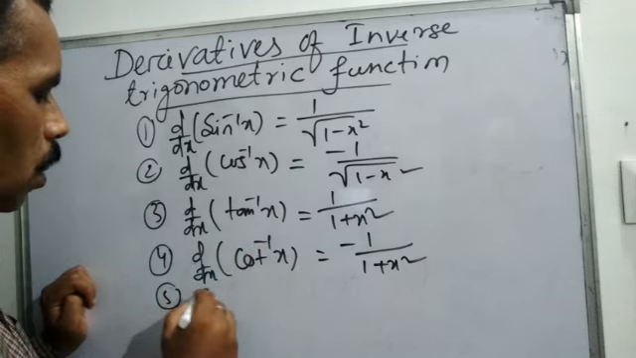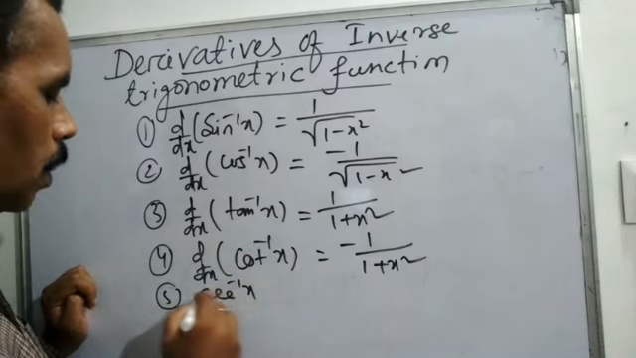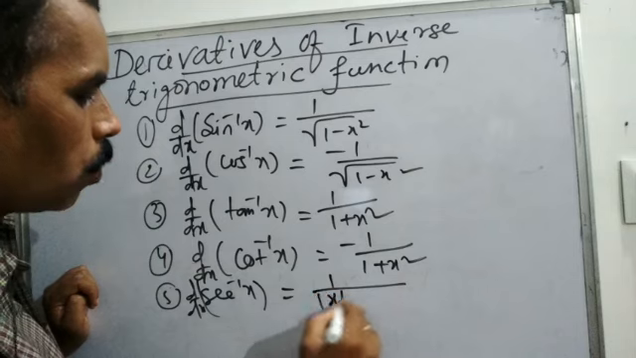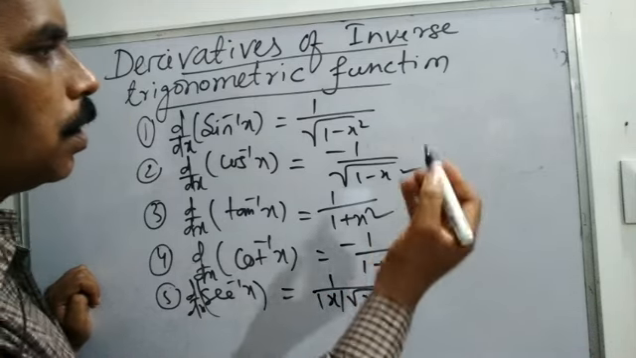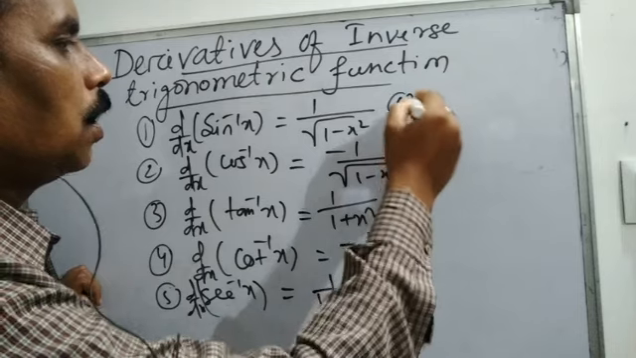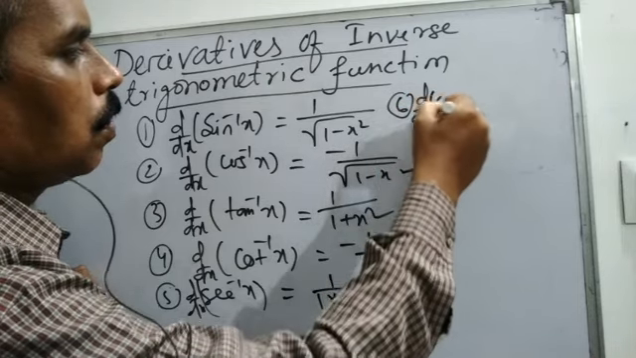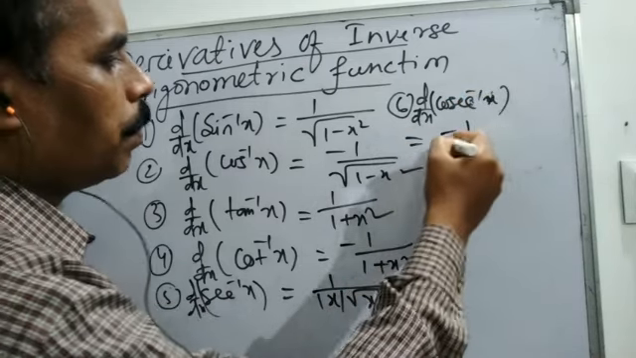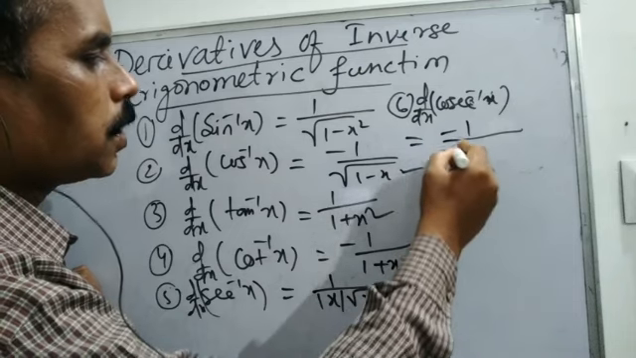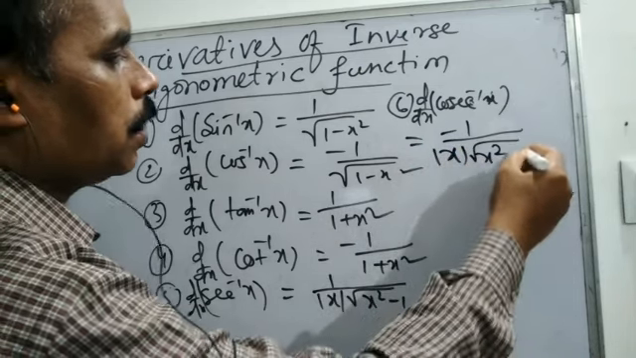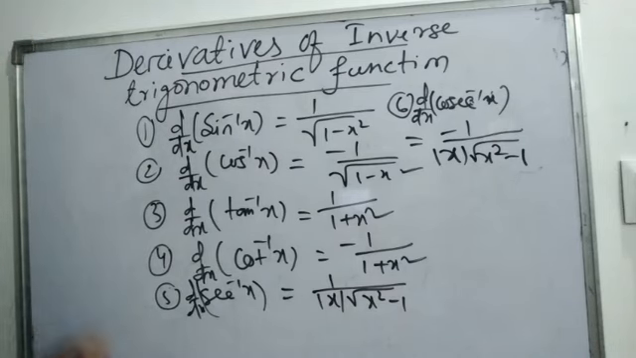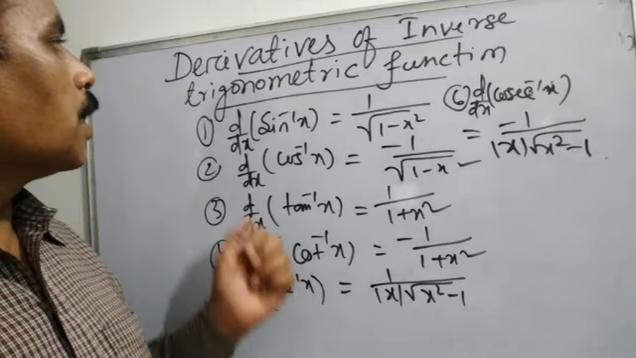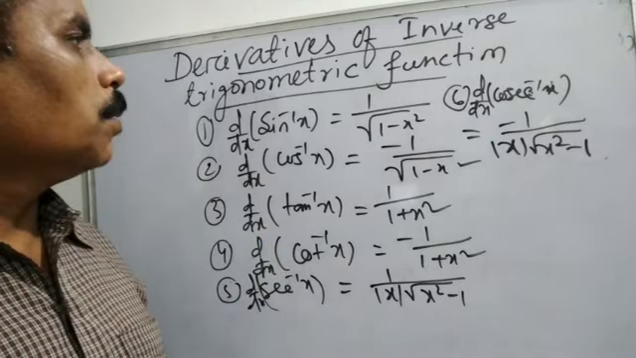Similarly, the derivative of sec inverse x will be 1 by x mod root over x square minus 1. Again, the derivative of cosec inverse x is similar to sec inverse, only the minus symbol differs: minus 1 by x mod root over x square minus 1. So now we will utilize these formulas on inverse trigonometric functions to find the derivatives.